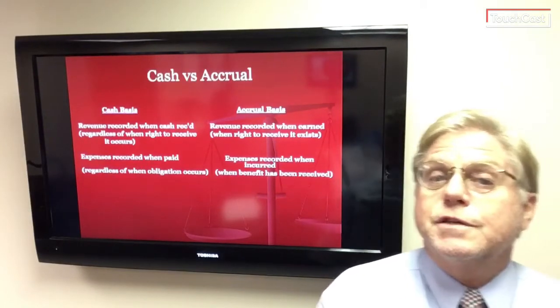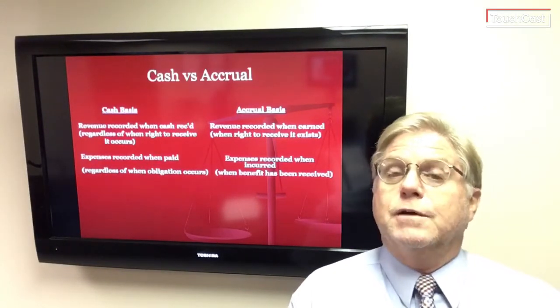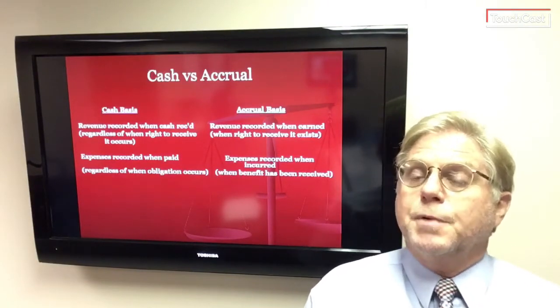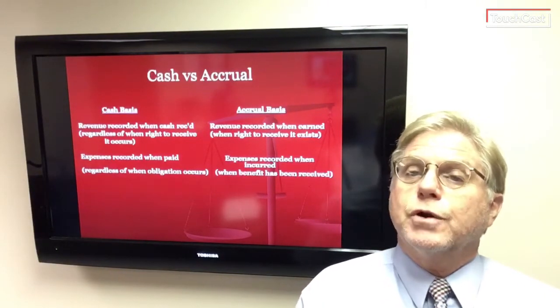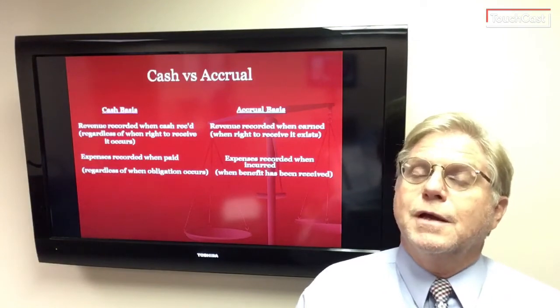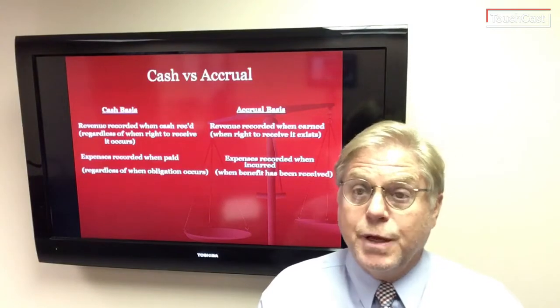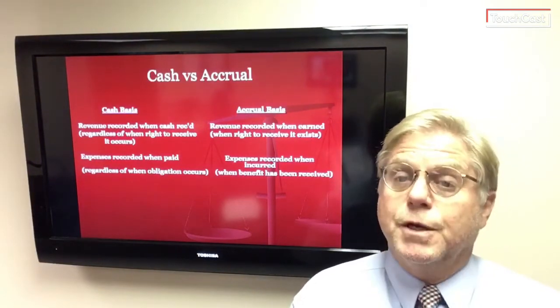Under the cash basis, expenses are recorded when the cash is paid, regardless of when the obligation occurs. And expenses under the accrual basis are recorded when they are incurred. That means not just that the benefit has been received, but in fact that the benefit has been consumed, that it has been used up.